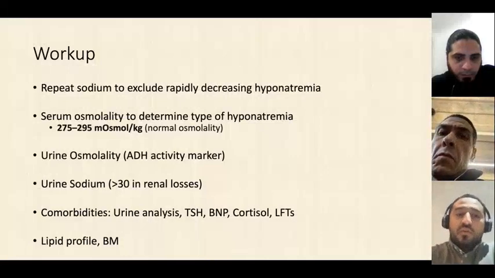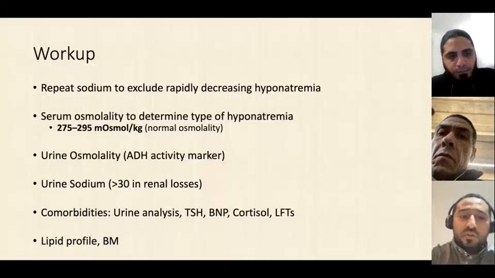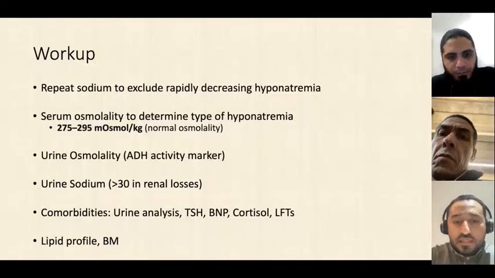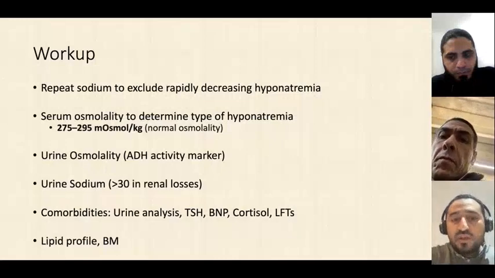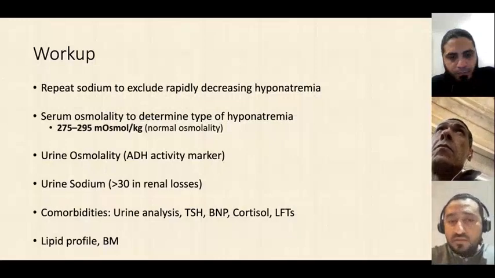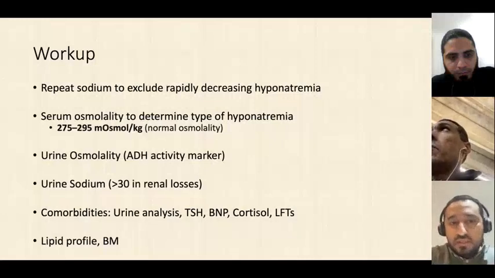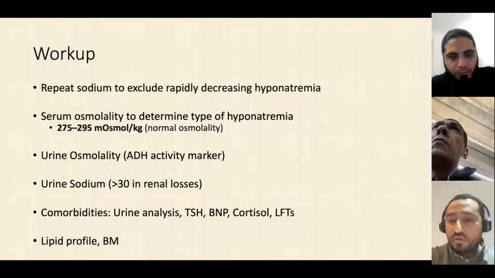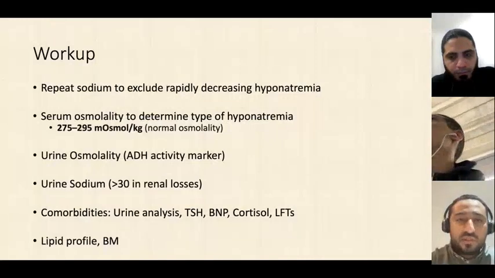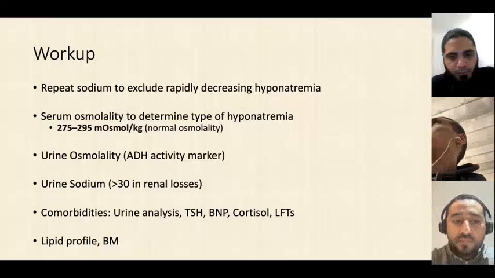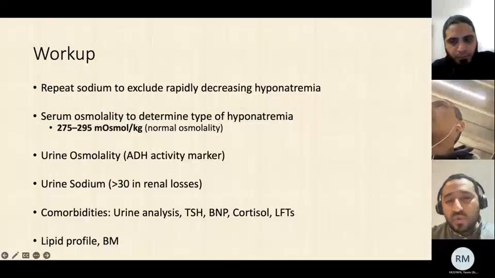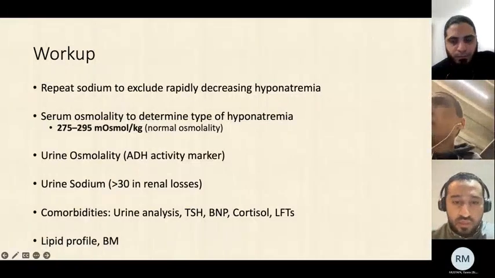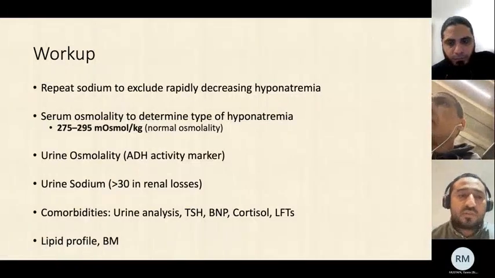We will need to check the urine osmolality and urine sodium, and to rule out other causes of hyponatremia, we can do urine analysis to rule out kidney disease, thyroid functions, BNP, cortisol levels, 9 AM cortisol level, and liver functions as well, lipid profile, and blood sugars. And we will see in the next few slides how each of them can affect the hyponatremia.